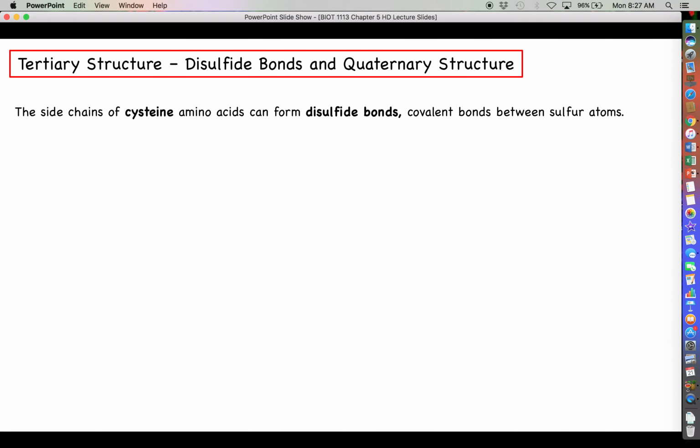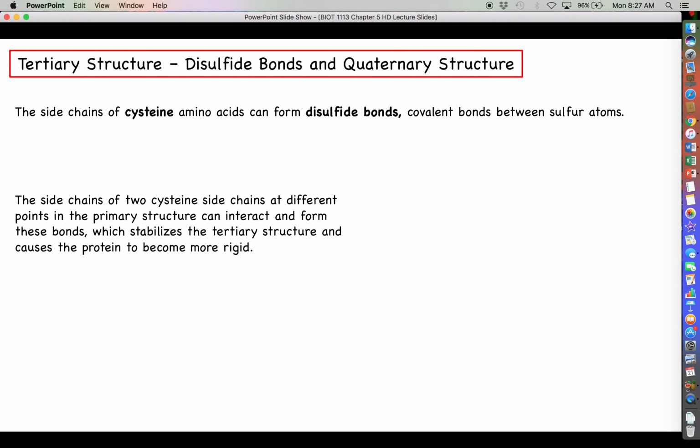One other way of getting tertiary folding to occur that we didn't talk about before is by forming what are called disulfide bonds. The reason why we didn't mention this before is because there's only one type of amino acid side chain that can participate in this type of bond, and those are called cysteine amino acids. The side chain of cysteine contains sulfur atoms, and when two cysteine side chains interact together, they like to form this type of bond in between them, which is called the disulfide bond.